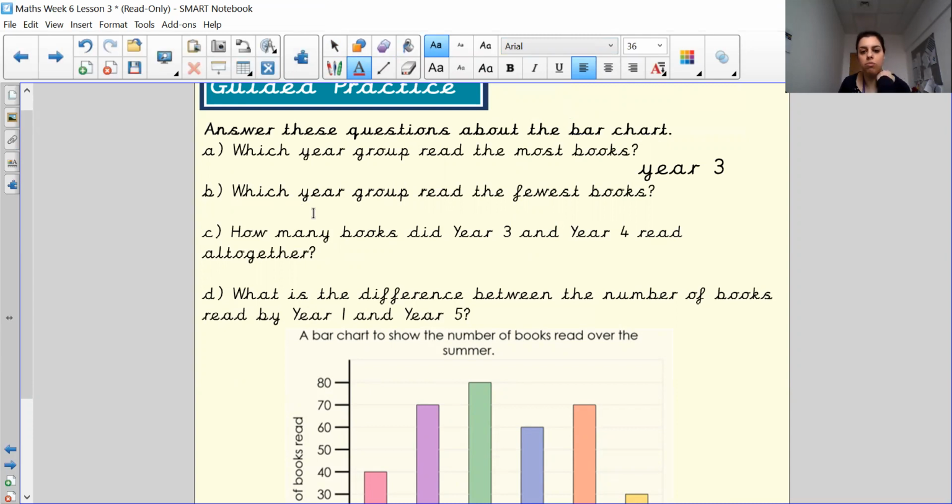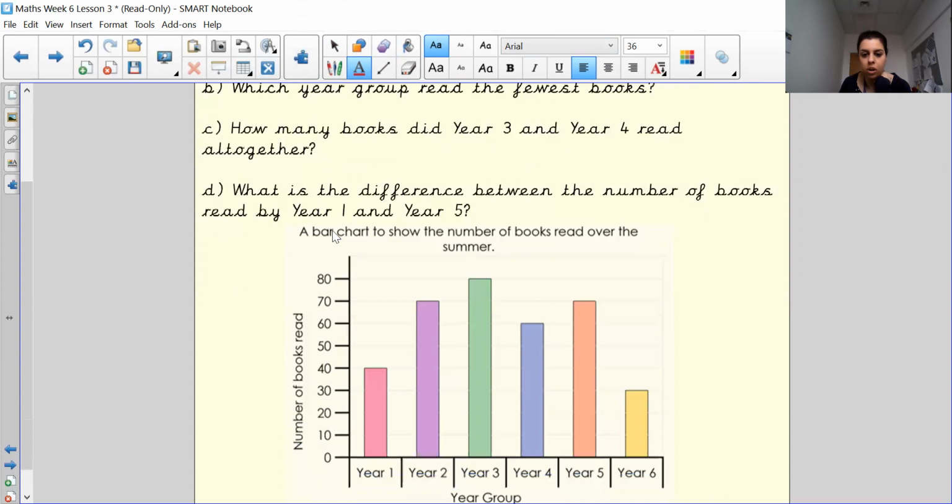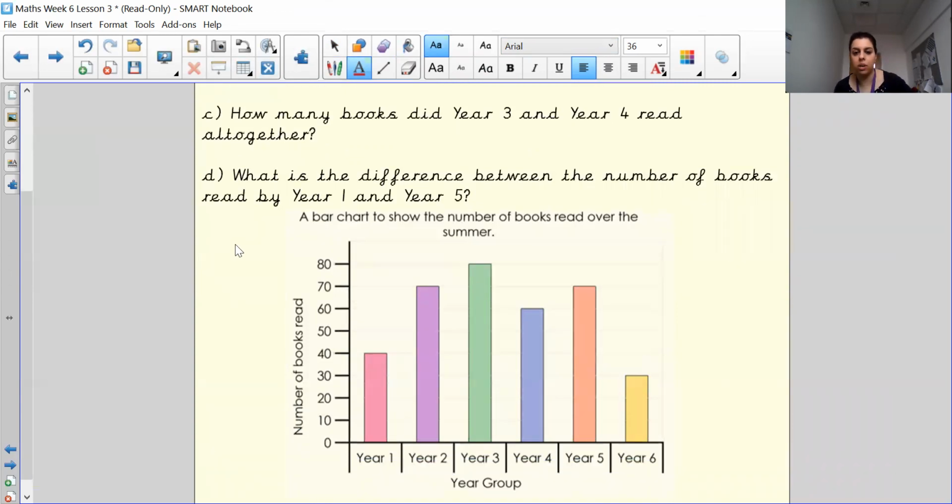Which year group read the fewest books? That's the least number. So I'd like you to have a look at the bar graph, and you can pause the video now if you'd like to. Which one read the least number of books? Have a look at it carefully. You can use the numbers to help you, or just have a look at the bars to see which one was the fewest.